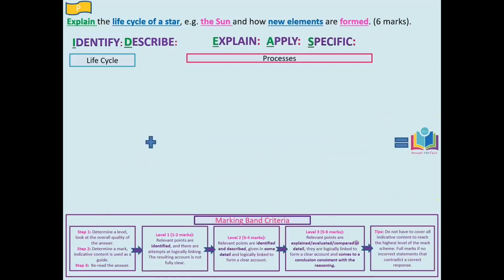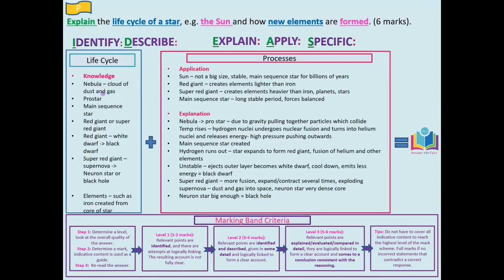So we've got a marking band criteria down here. So once you've written your answer, you can actually go through and see where you think you would get to. We would first of all look at our identify and our describe. What's our knowledge? So we say knowledge, application, explanation, or no apply, say why. So we would go through our basic knowledge. What can we identify? Well, we can identify that flow chart that we looked at.